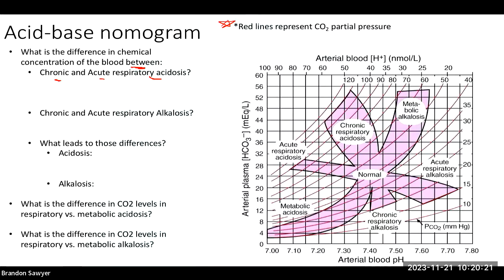Same thing here. What do you think is actually causing those changes? And then these two questions as well. What's the difference in CO2 levels between respiratory and metabolic acidosis? And then what's the difference in CO2 levels between respiratory and metabolic alkalosis? See if you can come up with some answers on that based on interpreting that graph, and then we'll come back together in a few minutes. Okay, go ahead.